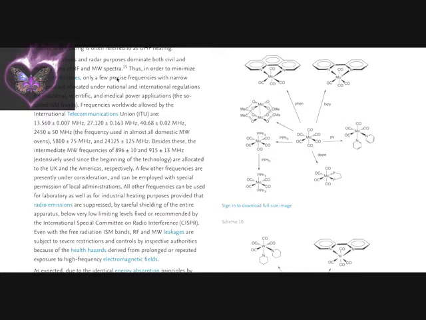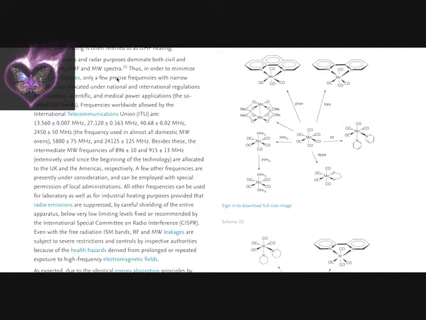Okay, I'm not reading all that. Besides these, the intermediate microwave frequencies of 896 plus or minus 10 and 915 plus or minus 13 megahertz, extensively used since the beginning of the technology, are allocated to the UK and the Americas, respectively. A few other frequencies are presently under consideration and can be employed with special permission of local administrations.